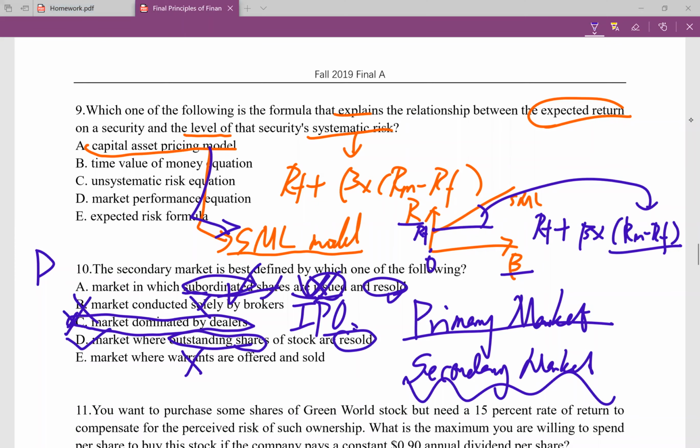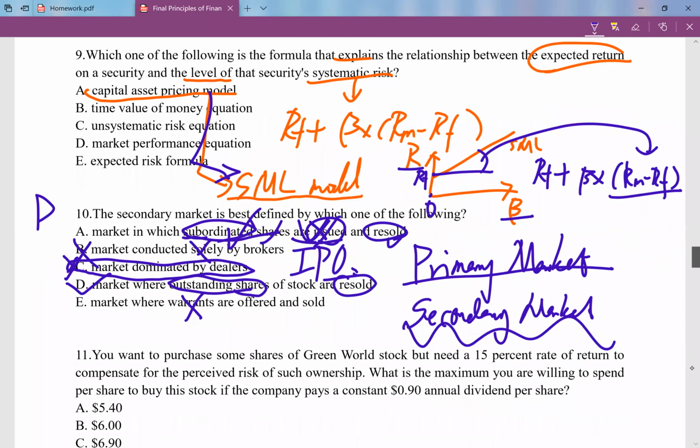Okay, so as for the first 10 questions, we will not continue the questions for this class. We will continue the questions next time. Let's also do some problem solving questions together.